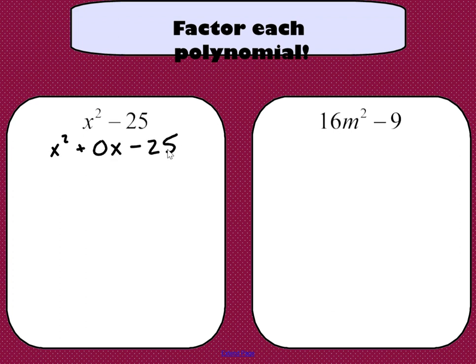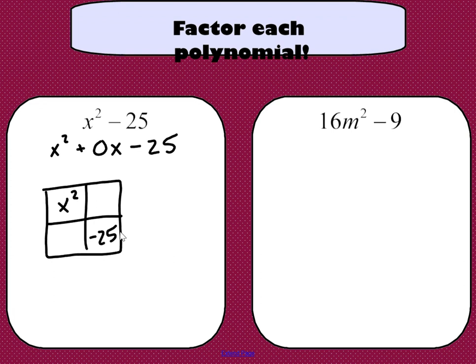Now usually we would draw our box. We'd put x squared here. We'd put minus 25 here. In this case, we'd want it to multiply to negative 25, but add to 0. So we would try negative 1 and 25. We get 24. Negative 2 doesn't work. Negative 3 doesn't work. Negative 4 doesn't work. Negative 5 works, and 5 is the other number there. That adds to 0. So we would know it would have to be negative 5x and 5x.